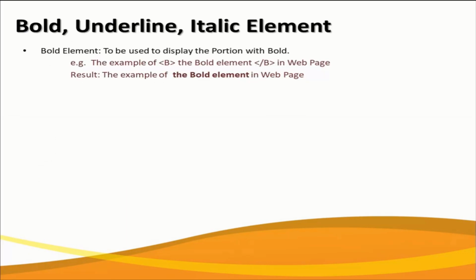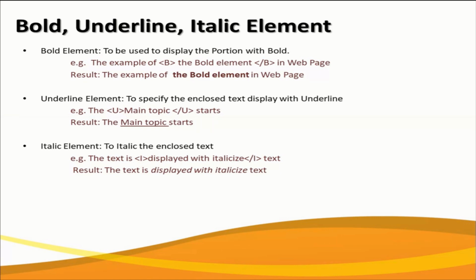Next is the bold element. It is used to display a portion of text in bold letters. For doing so, we use the B element. In the example, from the complete sentence, the portion we want to bold is kept between the B opening tag and B closing tag. The same is for underlined text and italicized text. For underlined text, we use the container element U, and for italicized, the container element I is used. The U element is used to underline any text and the I element is used to make any text italic.